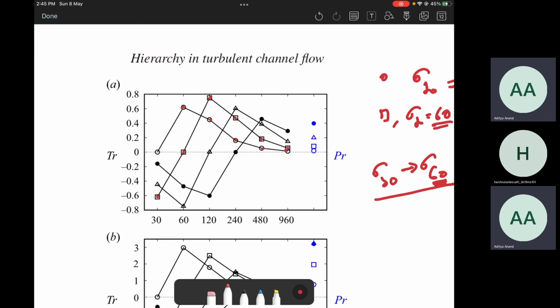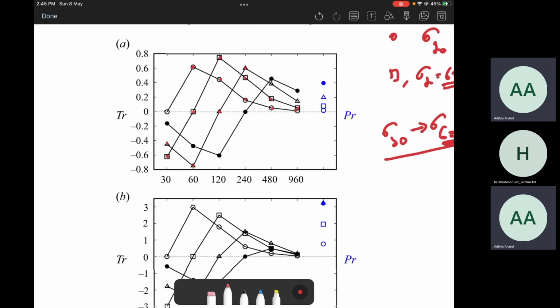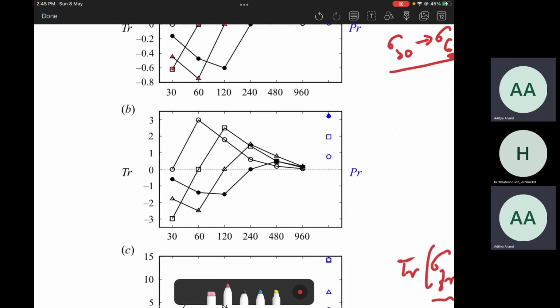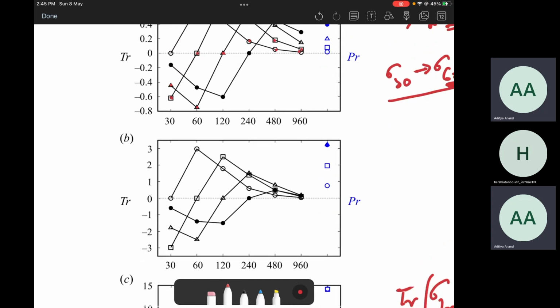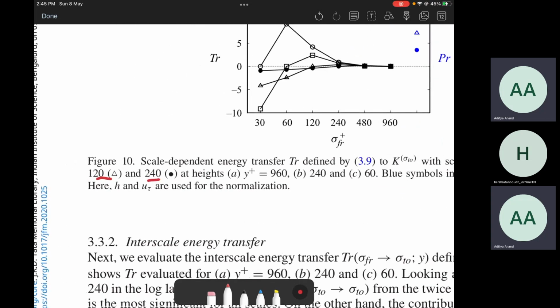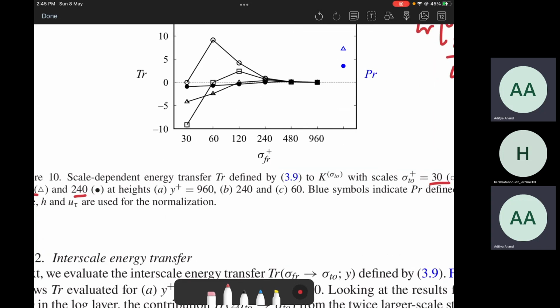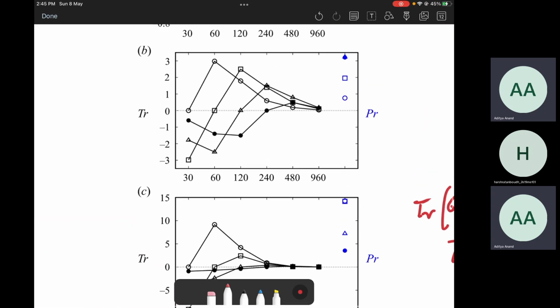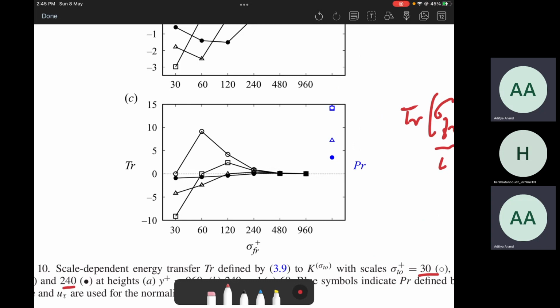We'll see similar plots for the other scales. Again, negative values for transfer of energy from small scales to larger ones. 120 to 120 is 0. It peaks at energy transfer for sigma 240 to 120. You see similar plots for other wall locations as well. This was a wall location of 960, which is normalized by wall units. There are two other wall locations, 240 and 60, and there also you see similar plots.